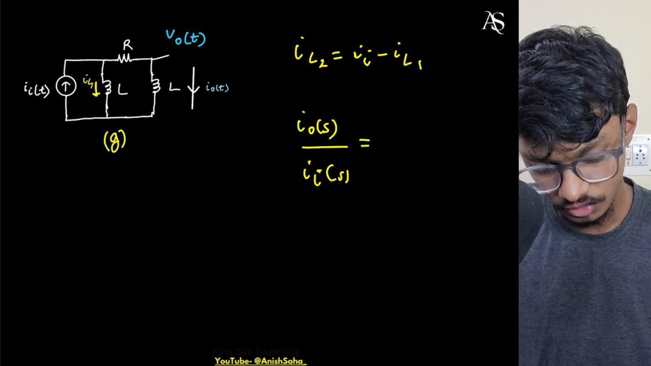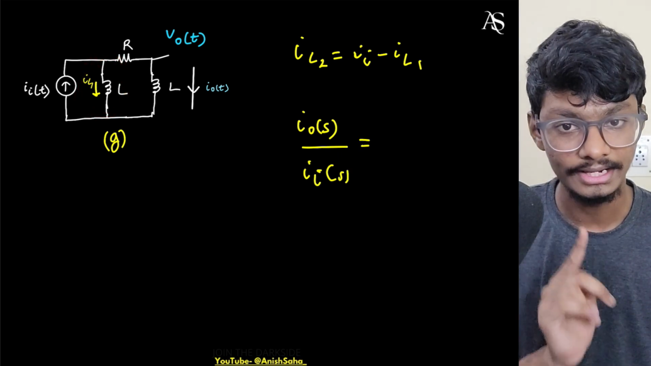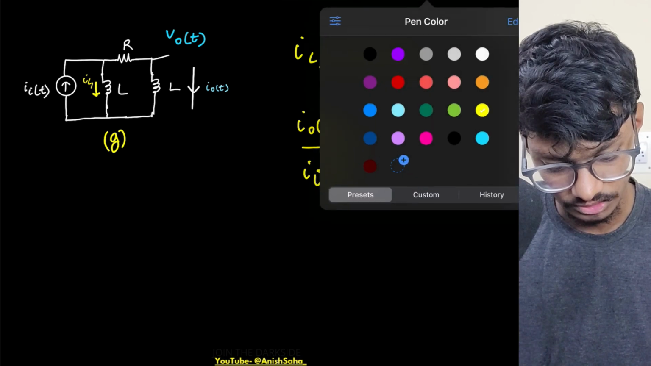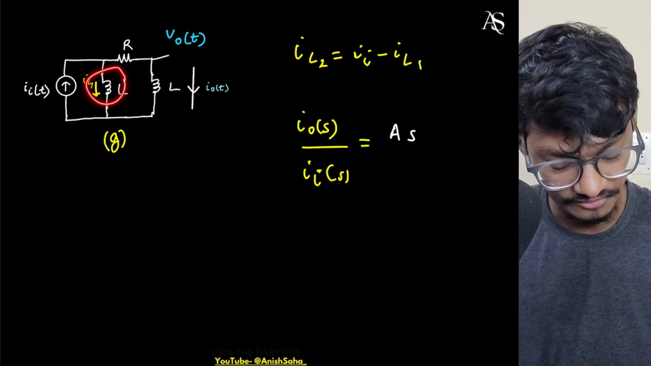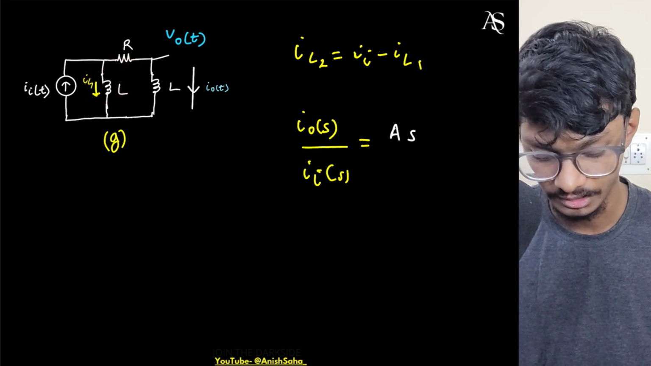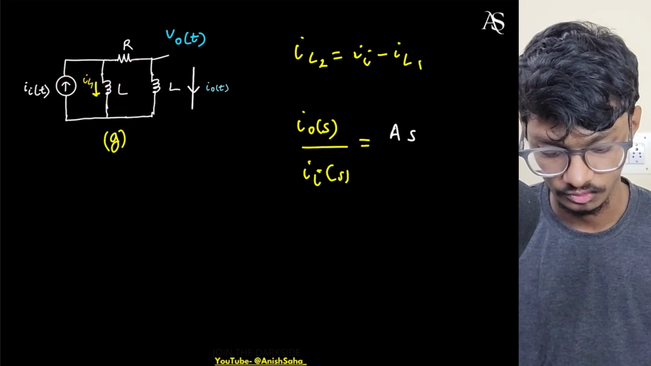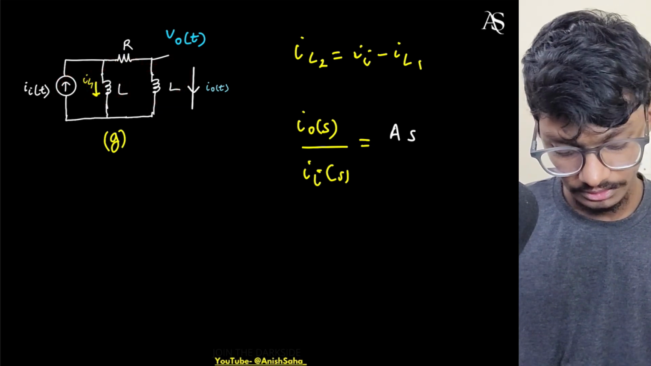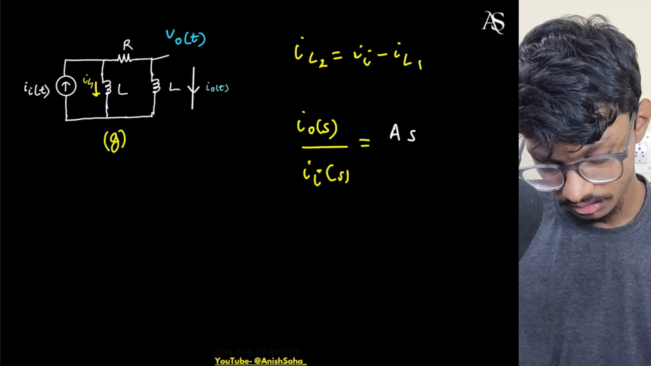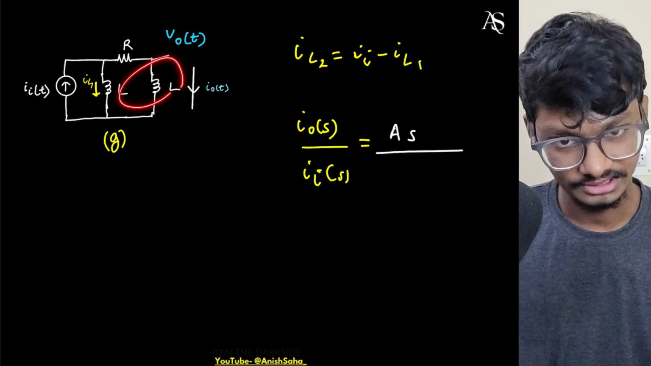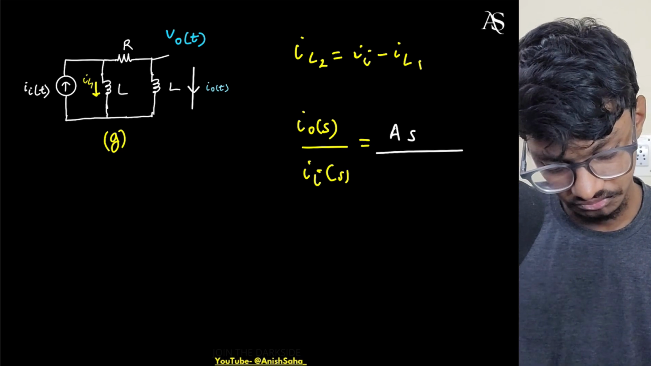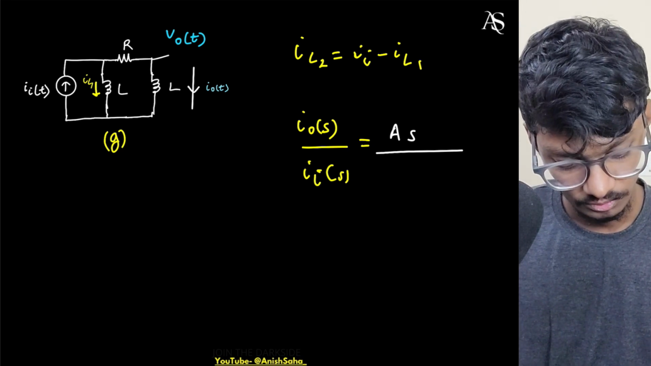So is there a 0? Yes, there is a 0 at s equals 0. Why? Because this is giving 0 impedance and this is giving still some finite impedance, so all the current will flow through here. There will be no current here. And is there a pole? Obviously there is a pole. The pole is at the same place, minus R by L. The pole is at minus R by L.